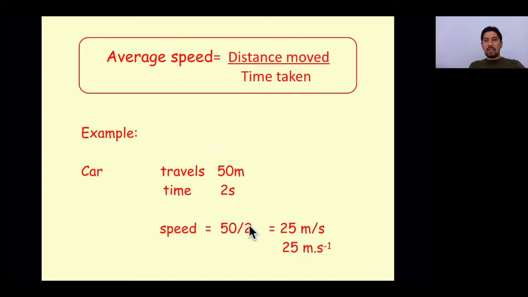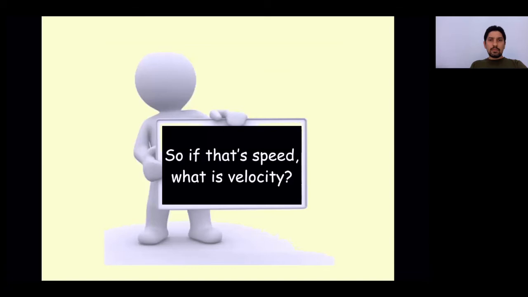Distance is 50, time is 2 seconds. So the result is 25 meters per second. Meter per second could be written in this way as well: meter second to the power of negative 1. So that is speed. Speed is distance traveled in a given time.